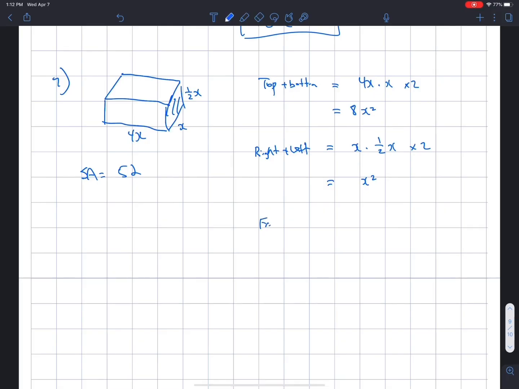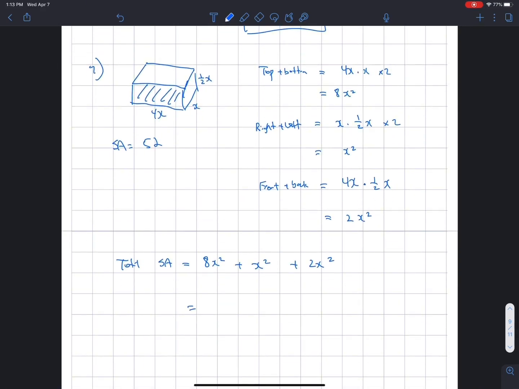And then front and back. This piece right here will be 4x times 1/2 x. So 4 times 1/2 is 2, and x times x is x squared. So the total surface area is going to be 8x squared plus x squared plus 2x squared. And that gives us 11x squared, right? You just add the coefficients: 8 plus 1 is 9, 9 plus 2 is 11. So 11x squared equals 52.